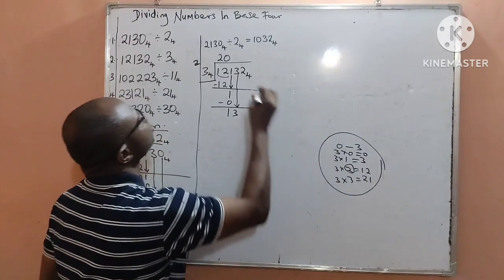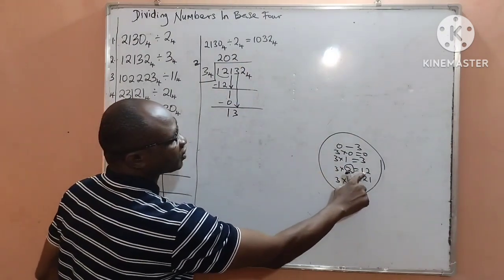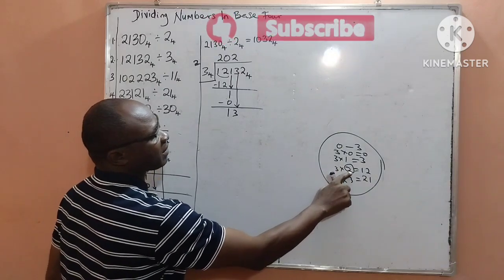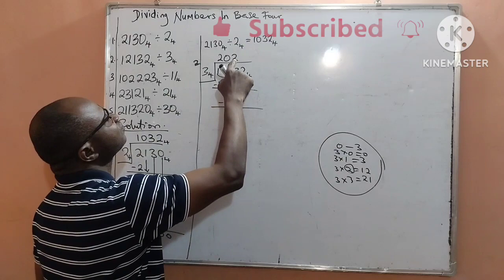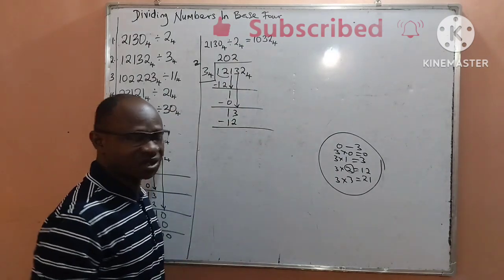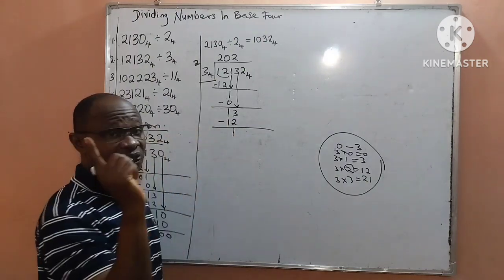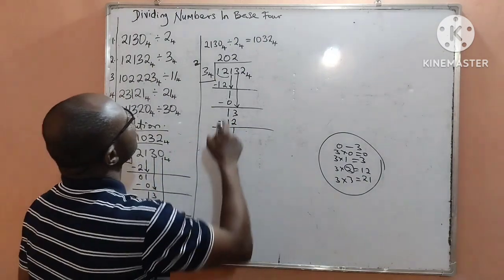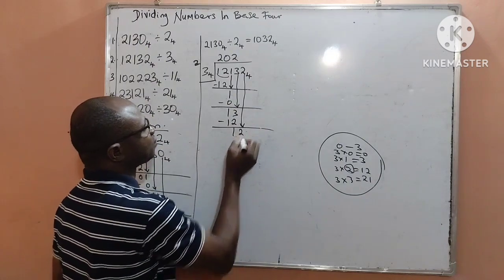Therefore, it means it will go 2 times. So 2 multiplied by 3 will give us this 12. 3 multiplied by 2, 2 multiplied by 3 is 12. Meaning that we subtract next. So 3 minus 2 will give us 1, and 1 minus 1 is 0. Next, we bring down this 2, and that means we have 12.